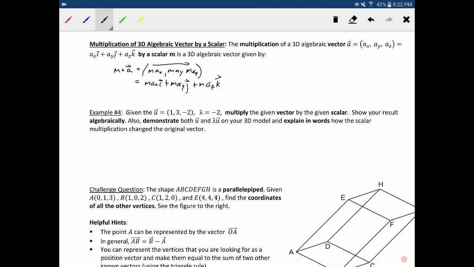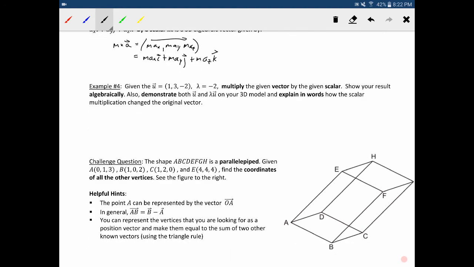I want you to try these next two questions yourselves before class, and we will take them up. Keep in mind, this challenge question is fairly difficult, but I think that you can do it. So give them a whirl, and we will take them up in class. So until next time, go Sabres.